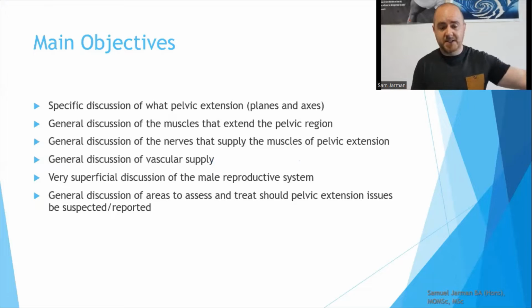So our main objectives here: a specific discussion of what pelvic extension is, what I'm terming it anyways; a general discussion of the muscles that extend the pelvic region; a general discussion of the nerves that supply those muscles; a general discussion of the vascular supply to those muscles; a very superficial discussion of the male reproductive system; and then a general discussion of the areas to assess and treat should pelvic extension issues be suspected or reported.